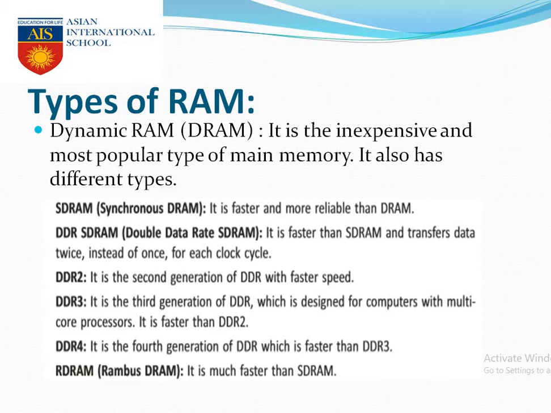Next is DDR2. It is the second generation of DDR with faster speed. DDR3 is the third generation, even faster than DDR2. DDR4 is the fourth generation of DDR, even faster. Now the last one is Rambus DRAM, which is much faster than SDRAM. So the types of DRAM are SDRAM, DDR SDRAM, DDR2, DDR3, DDR4 and RDRAM.